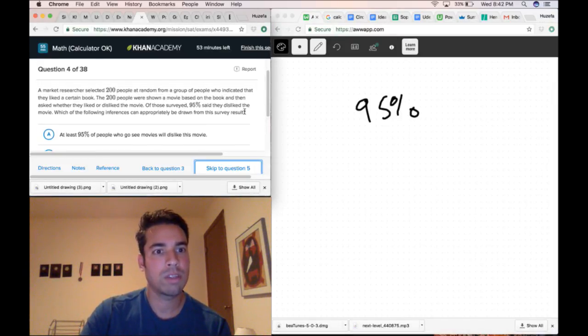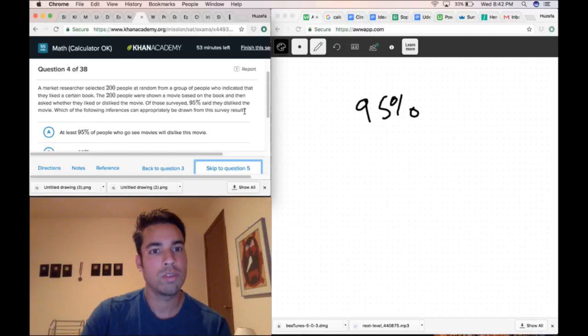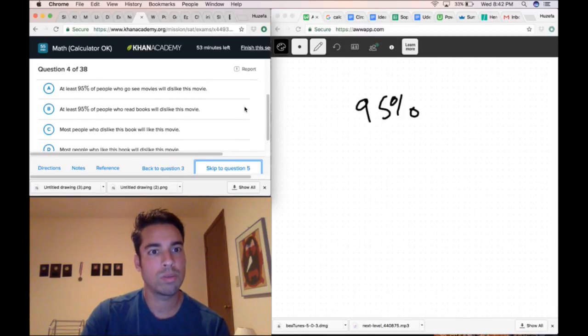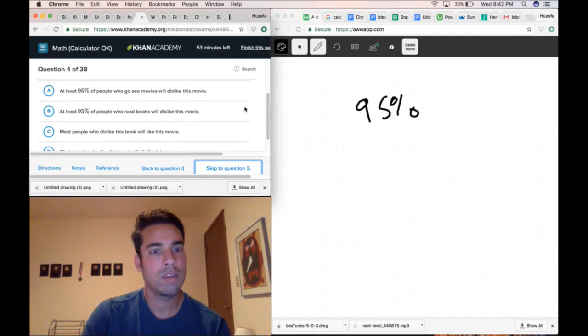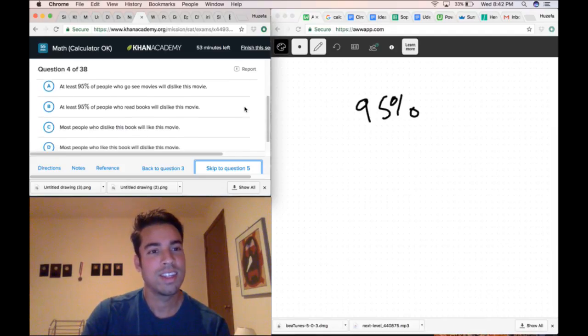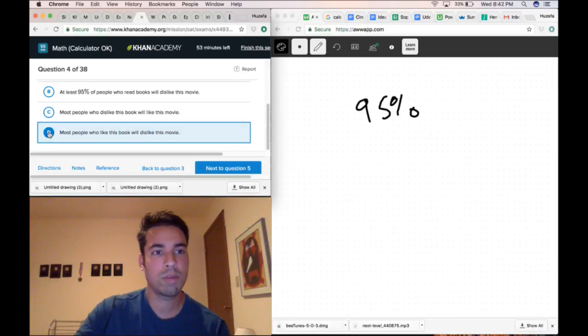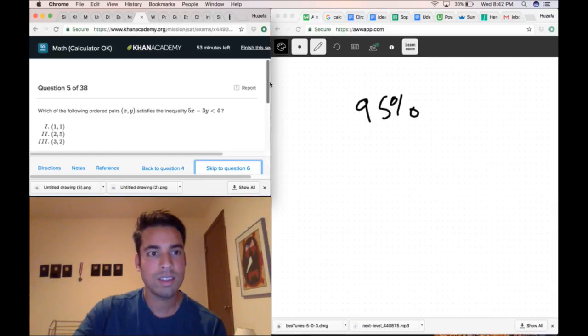At least 95% of people who go see movies will dislike the movie. No. At least 95% of people who read books will dislike. No, that's too broad. Most people who dislike this book will like this movie. No, we don't have enough information for that. Most people who like this book will dislike this movie. That's probably our best bet because most of the people in that group like the book and dislike the movie.